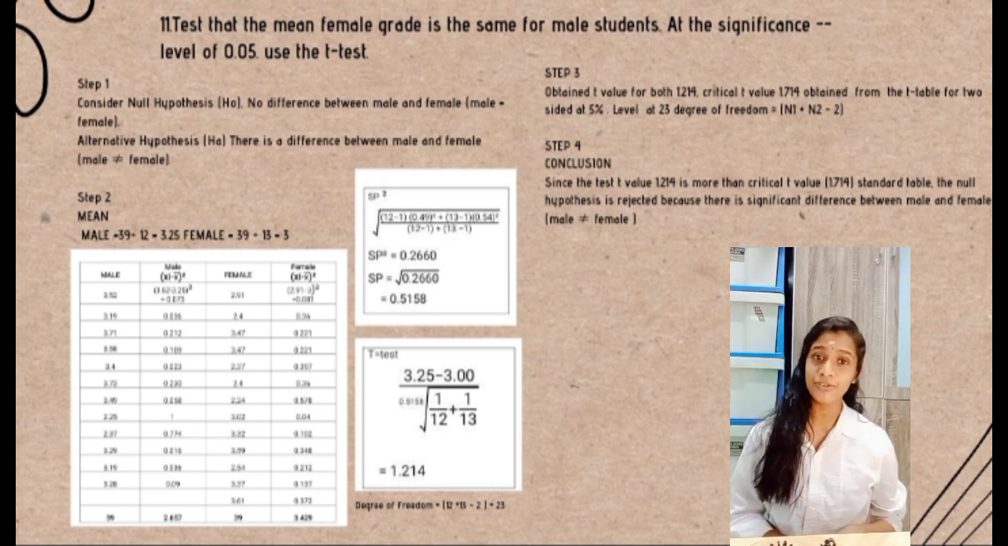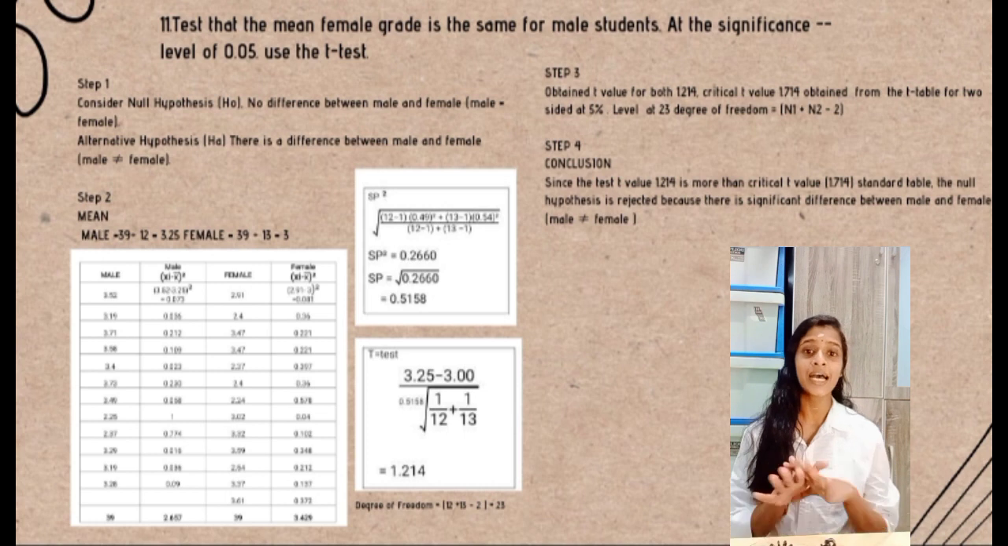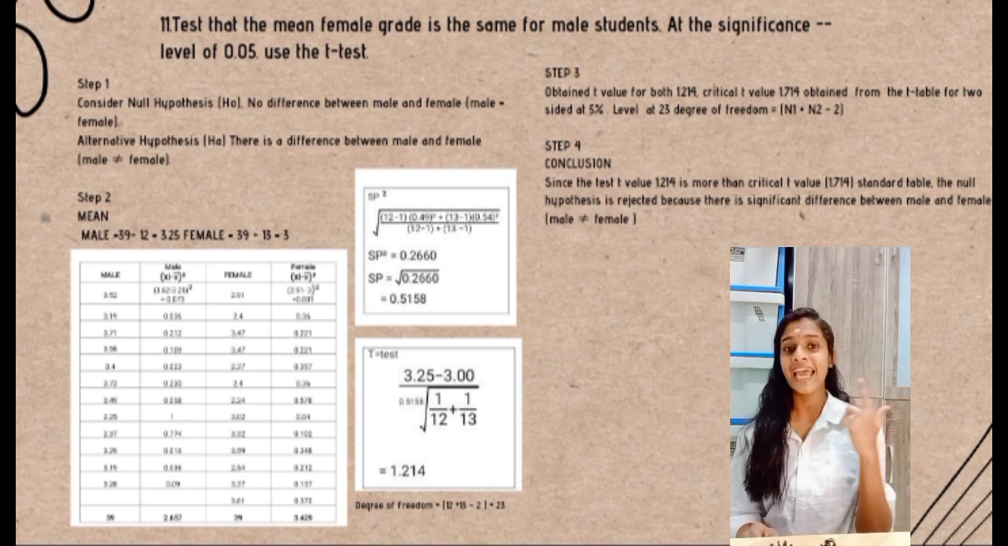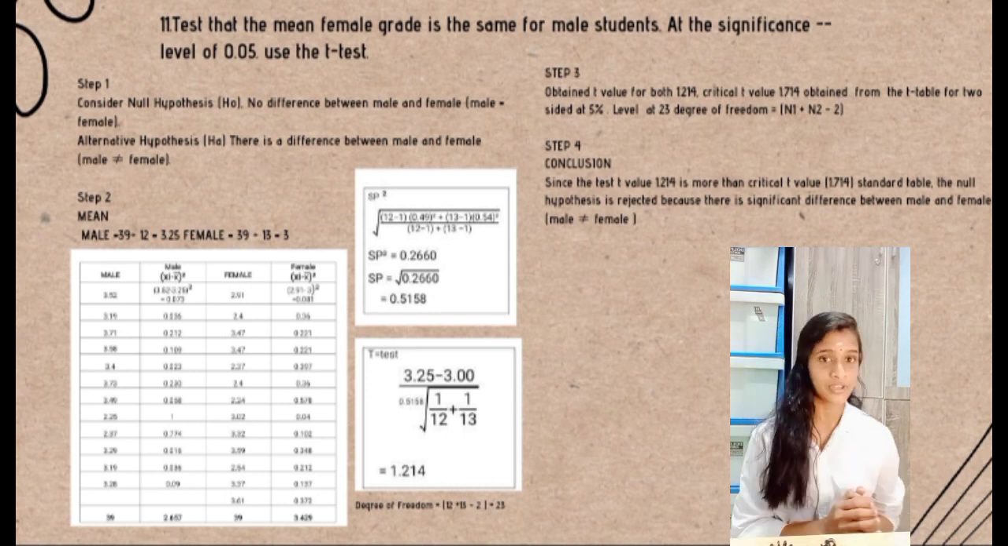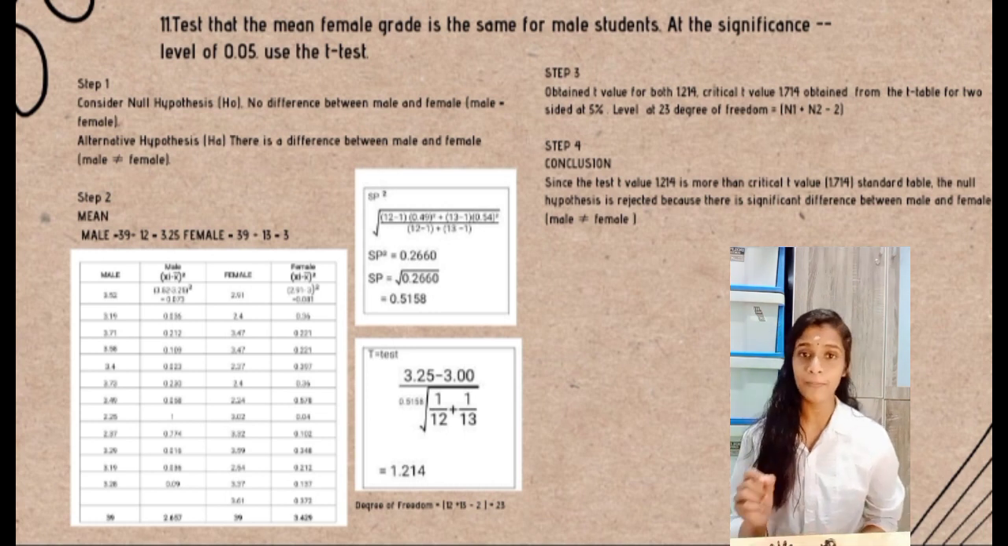So today I'm here to talk about my part in this group assignment, which is question 11 and 12. For question 11, we have to find the t-test. For that, we have to state the hypothesis, which is the null hypothesis and then the alternate hypothesis. For the second step, we have to find the mean for both male and female: for the male we get 3.25 and for the female we get 3.2.